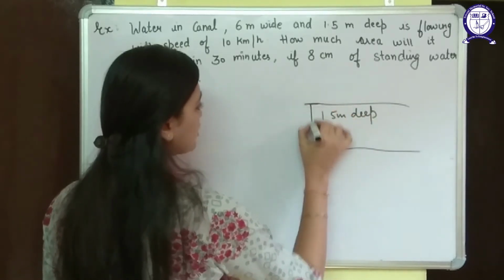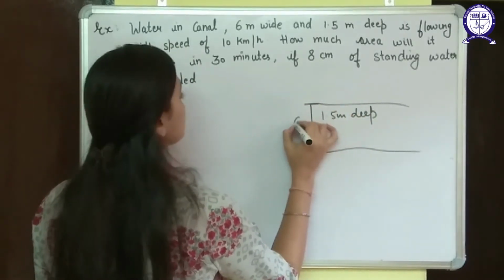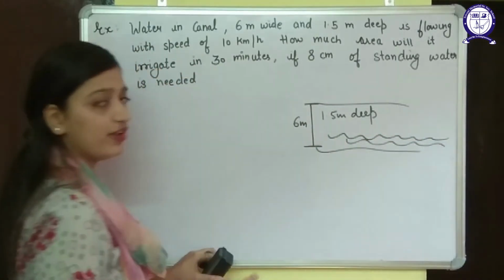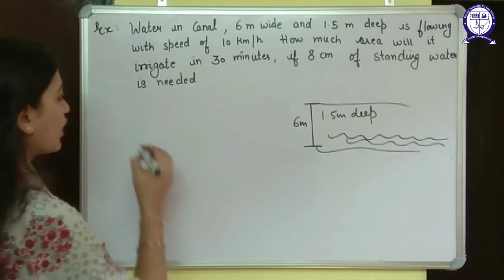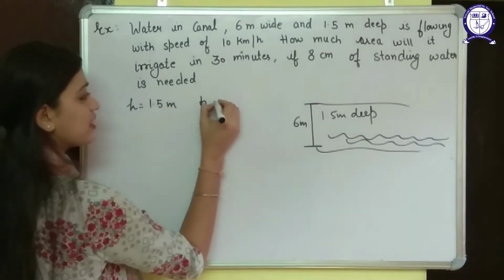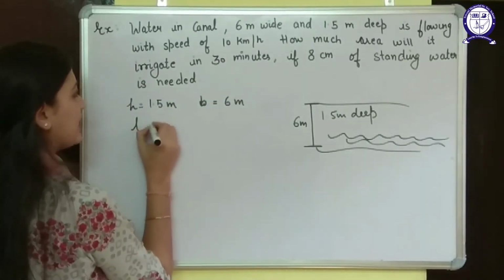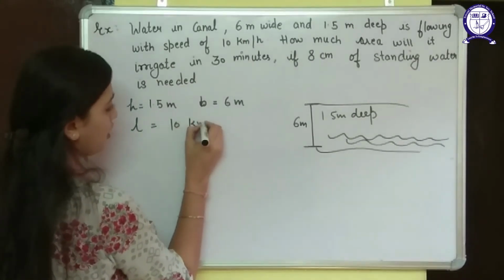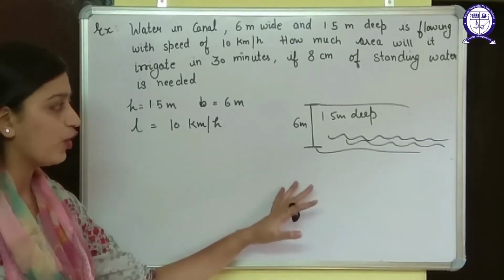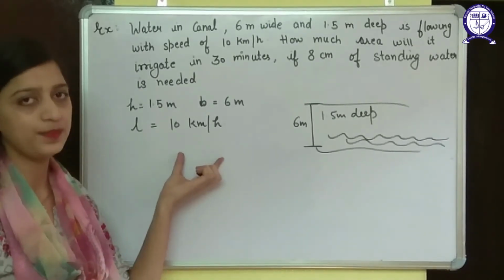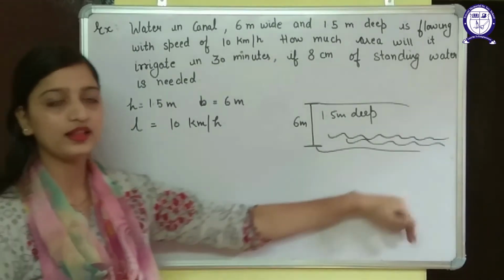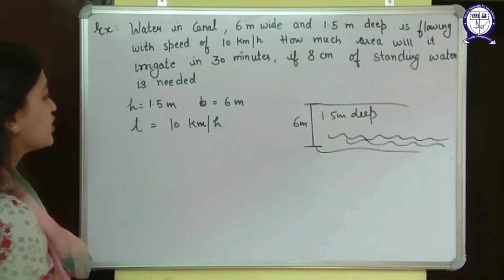Width, that is this portion, is my 6 meter, and the speed, we are going to take it as length. So my height is 1.5 meter, width is 6 meter, and the length is 10 kilometer per hour. This is the thing you need to remember, that we will take it as a cuboid and the length will be its speed, because this is the length which it will cover by flowing at this speed. So this is the length.